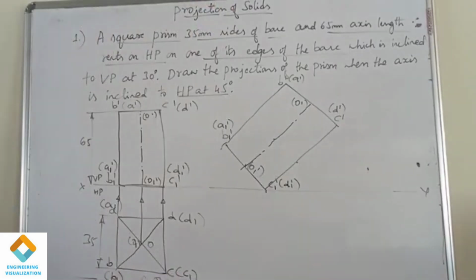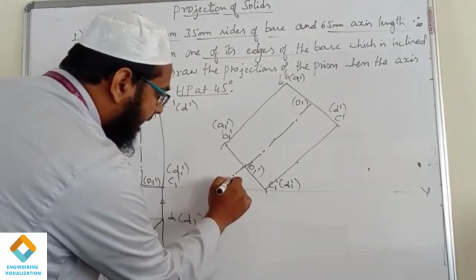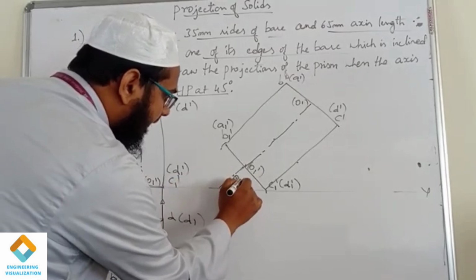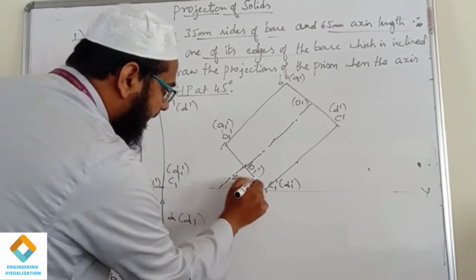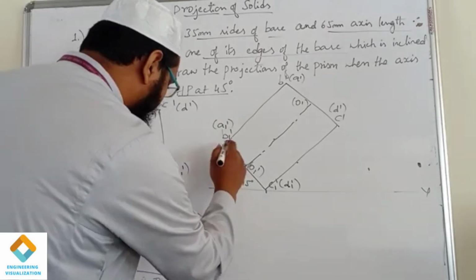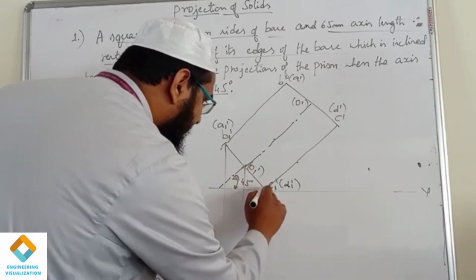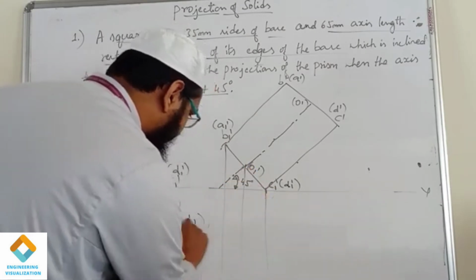Now you can extend this axis because the angle of inclination is given with the axis. If you extend this axis and measure the angle, you will get exactly 45 degrees. Now we will project it downward to complete the second position, top view.